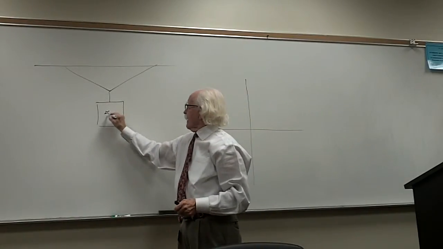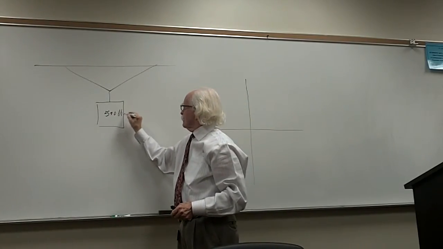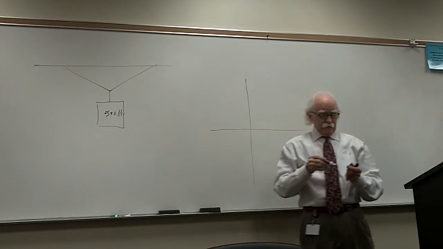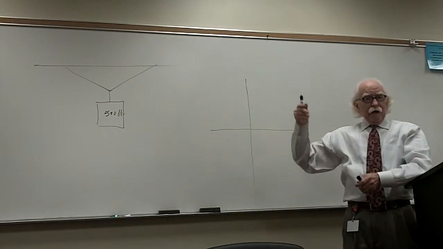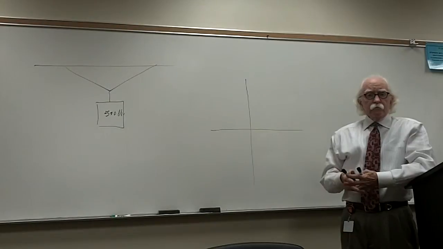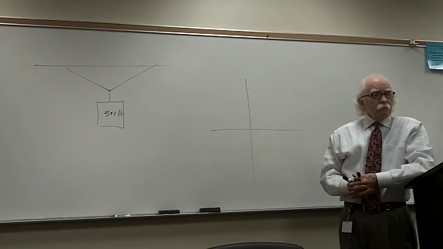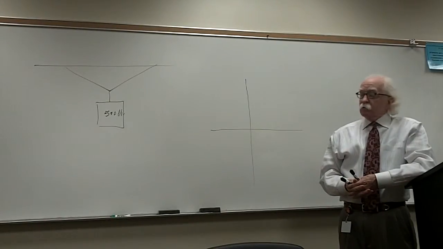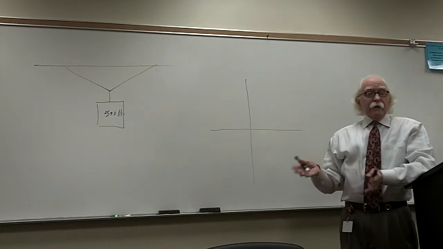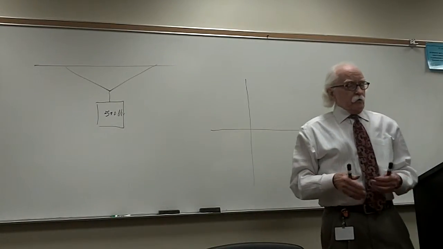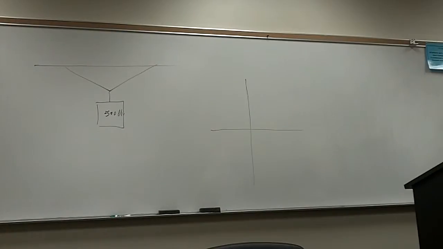This is a 500-pound sign. It's being held by two cables. Now, when you label that 500-pound sign, you label it as being negative. It is not negative 500 pounds. It is 500 pounds in the negative direction.